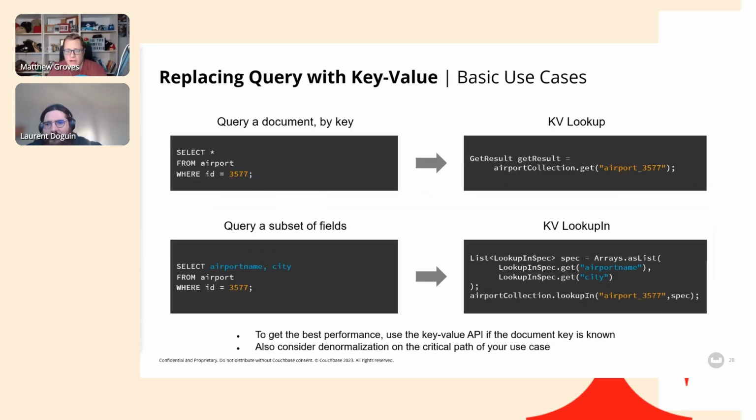But there are some times where an operation you're used to doing in SQL makes more sense as a key value lookup if that's available. For instance, if I'm querying a document by its key, a specific airport, if I'm used to relational, I might just do select where ID equals. But that's going to involve the query engine and parsing and indexing and all those sorts of things. Whereas if I have the ID, I can just do a quick lookup from the language of my choice. I think this is Java in this example here. And if I want a subset of fields, again, I could do select airport name and city, or I can do an admittedly more complex and harder to write piece of code, but much faster KV lookup using a subdocument API.